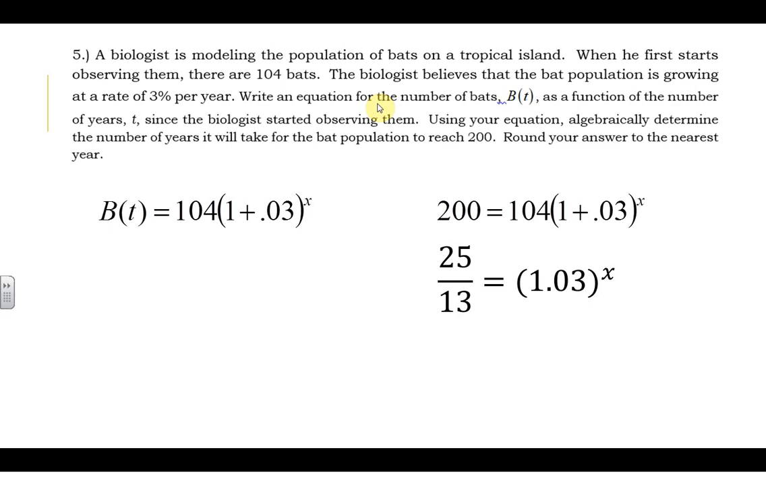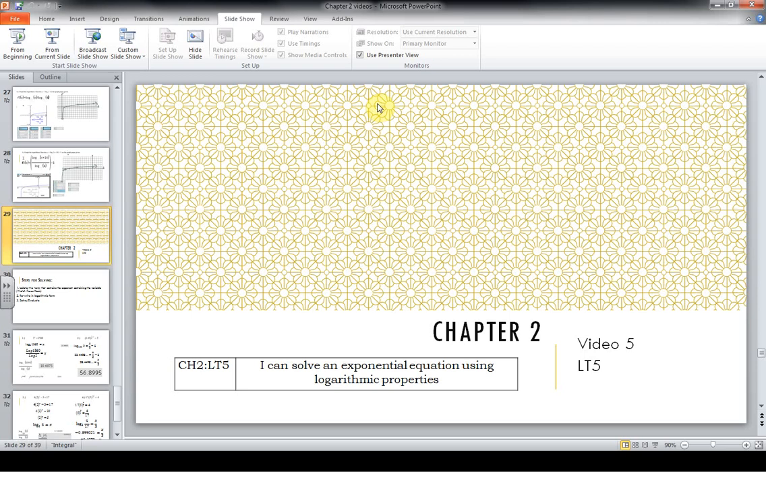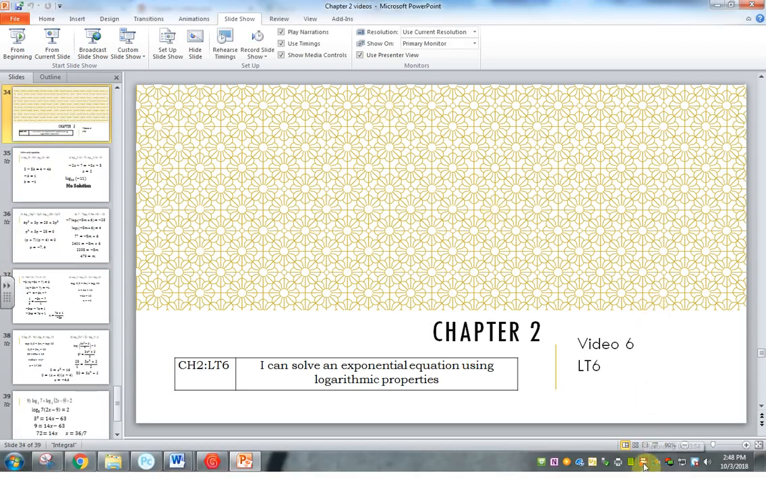Simplified. Don't freak out. And now that we have this, we are going to switch it to a log and type it in. And then round to the nearest year, so that would be 22 years. And that's your answer. And that's it, everybody. That's what we're actually doing with all of these properties. We're using them to solve.